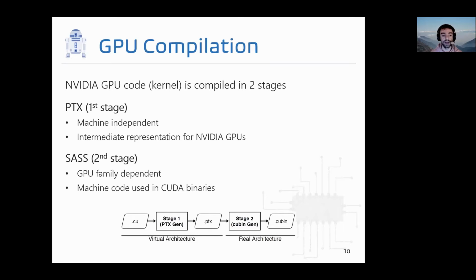In terms of the compilation pipeline, NVIDIA GPU code, or kernels, is typically compiled in two stages. The first stage converts from CUDA, the high-level language that most programmers use, to PTX, where PTX is a machine-independent IR specifically designed for NVIDIA GPUs. This can be shipped onto users' computers, where it can be compiled down to SASS in a second stage, where this is a GPU family-dependent machine code used directly inside of the CUDA binaries.